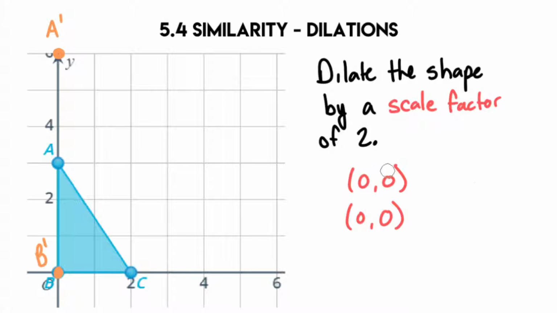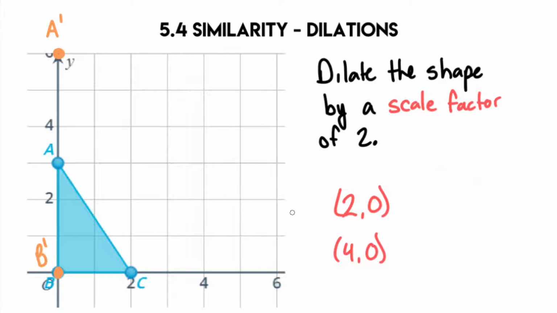Finally, we have C. Looks like C is located at 2, 0. Again, we got to multiply both of these by the 2 up here. So 2 times 2 is going to give me 4, and 2 times 0 gives me 0. And so I'm going to put my point in here at 4, 0. So right here, this would be C prime.